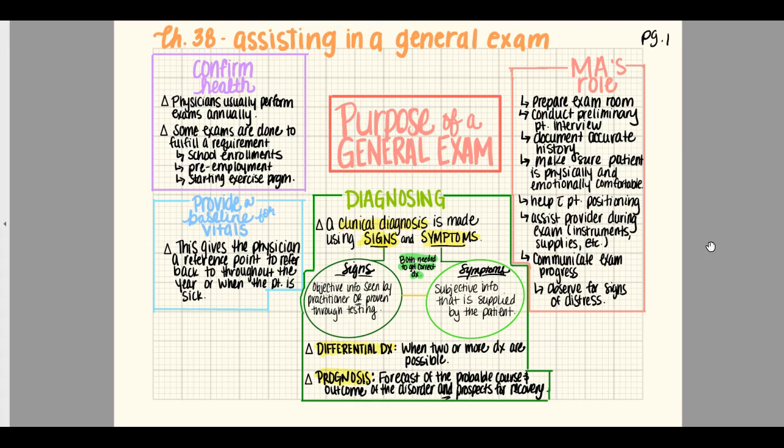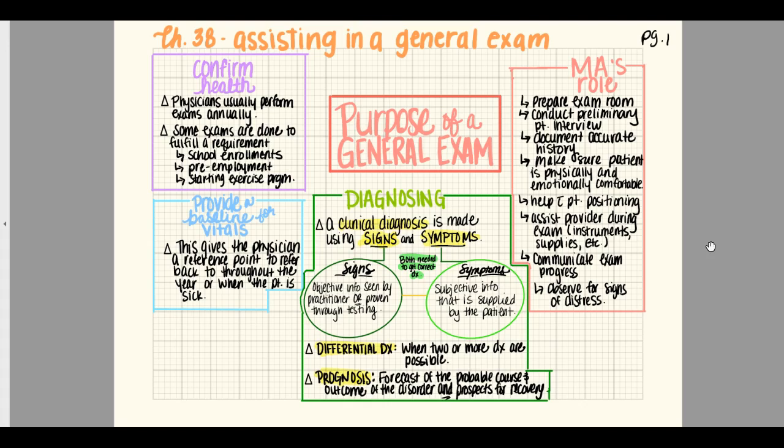So on page 1 we start with the purpose of the general exam. The first reason that physicians typically perform the general exam is to confirm the status of a patient's health. These general exams are most often done annually. Some of them are done to fulfill a requirement like a physical prior to school enrollment or a sports physical annually. When my kids were younger and were in school sports, they always had to have a sports physical every year before they could participate in a school sport.